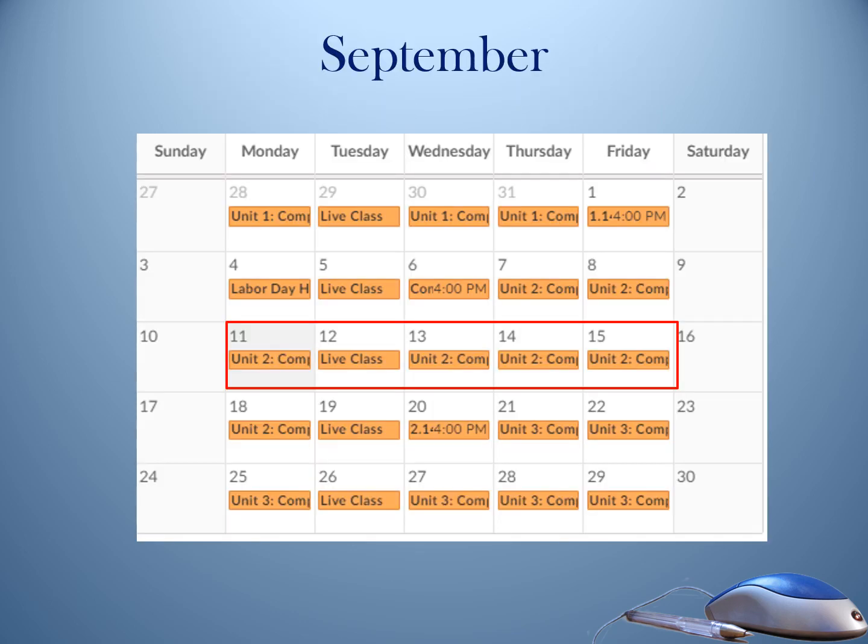All right, taking a look at the calendar, we're in the week of September 11th through the 15th. We wrapped up Unit 1 last week and started Unit 2, so we're in the middle of doing Unit 2. If you look in the course plan, you'll notice that all this week are Unit 2 lessons, with the exception of today, which is watching this recording or attending our live class. So make sure you're following the course plan as we get into next week.